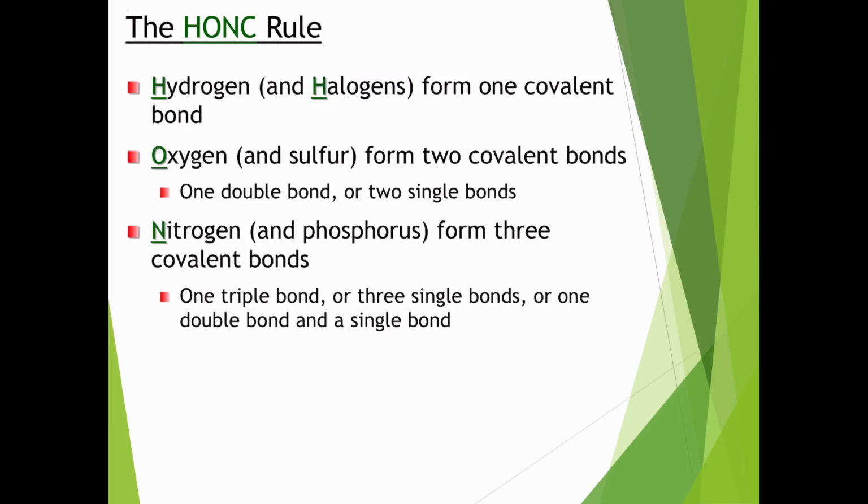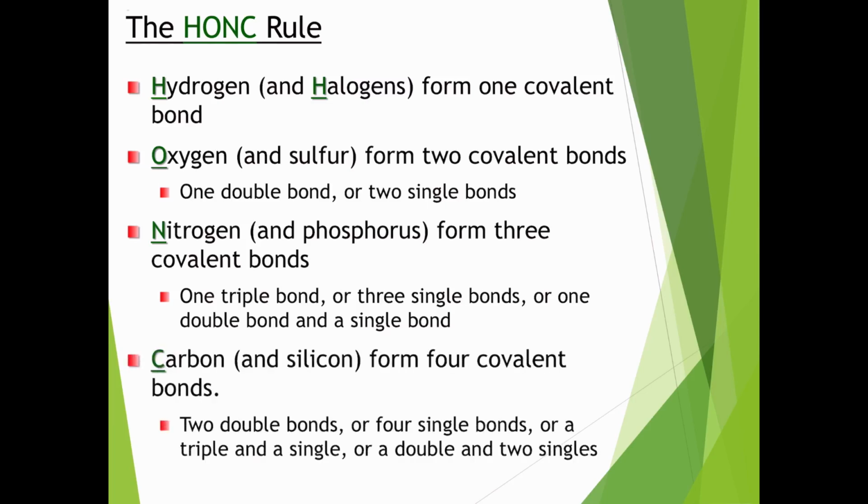You can have a double bond and single bond and things like that. And then carbon and silicon and everything below that form four covalent bonds. So you could have two double bonds, you could have four single bonds, you could have a triple and a single, double and two singles, right? But this HONC rule is just 1, 2, 3, 4, the number of bonds that these elements typically make. So that's what the HONC rule is. If you've never heard of that, then you can use it if you think it's handy. If not, that's okay too.